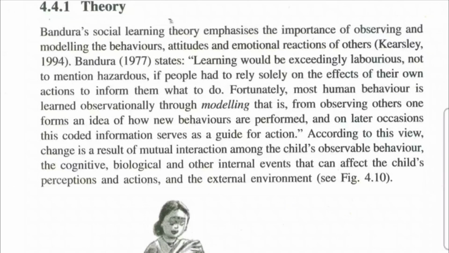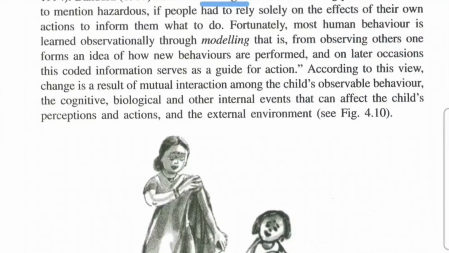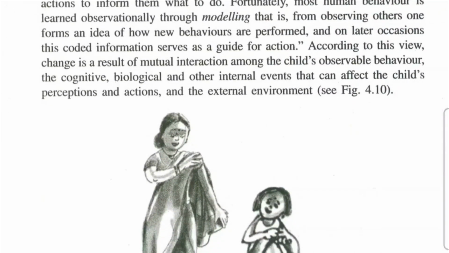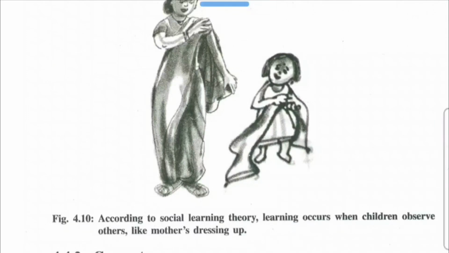According to this view, change is a result of mutual interaction among the child's observable behavior, the cognitive, biological, and other internal events that can affect the child's perceptions and actions, and the external environment.